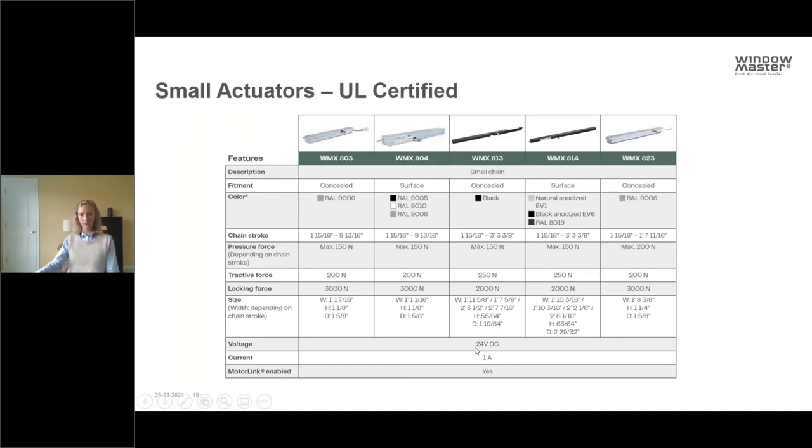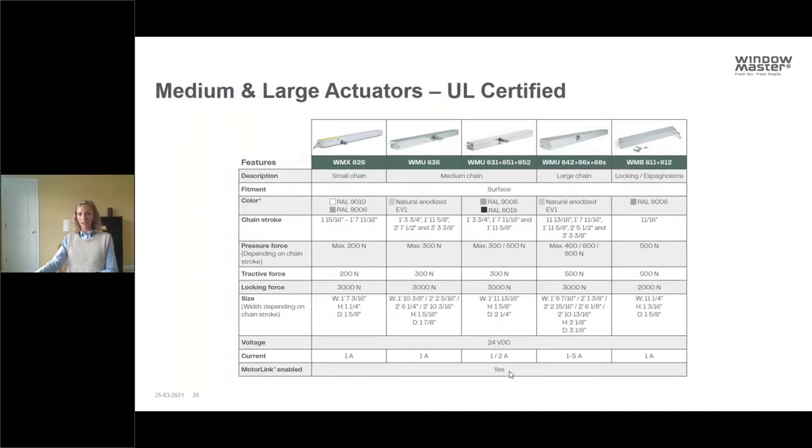And then just to wrap up here, you'll see all of the actuators are 24 volt, and all of these small ones at least are 1 amp. And then outside of that, there's also much stronger actuators. So sometimes we need a wider opening degree of our windows, or we need a really strong actuator to be able to push a window or a vent open much more.